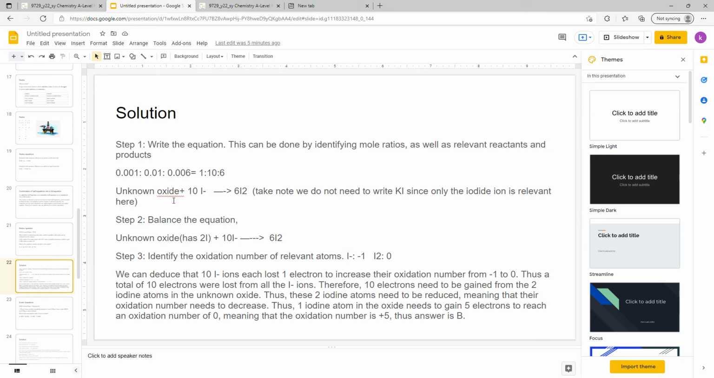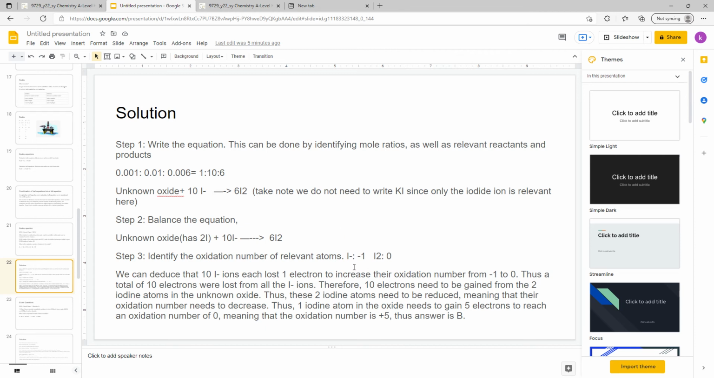Therefore, we can conclude that the unknown oxide has 2 iodine atoms since both sides must have 12 iodine. Next, we need to identify the oxidation number of the iodine atoms in each substance. For the unknown oxide, we have yet to determine it, but in the iodide ion, the oxidation number is -1, while in iodine the oxidation number is 0.